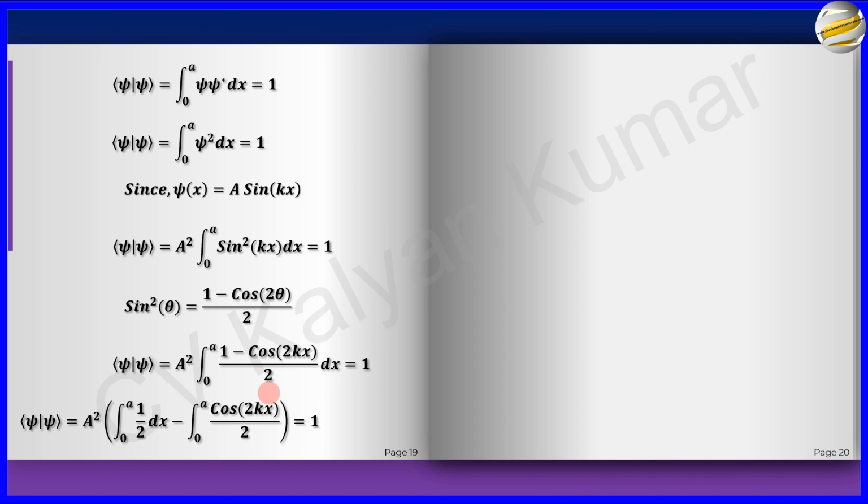Now when you integrate half dx, you get x by 2, and cos 2 kx is going to be negative. The integral of cos is sine, because the differential of sine is cos, remember. So cos 2 kx will become sine 2 kx by 4, because you have to divide by the derivative of this. That will again come out to be 2, and 2 and 2 will become 4.